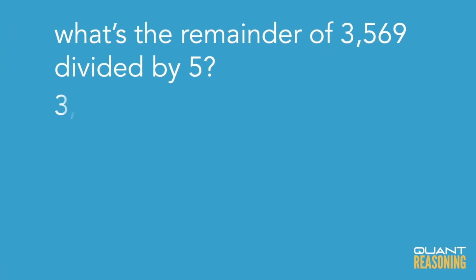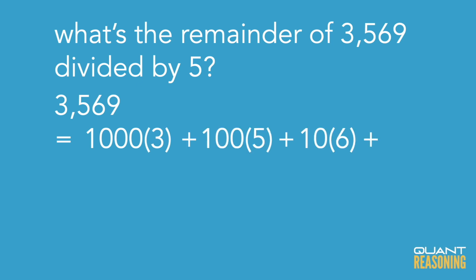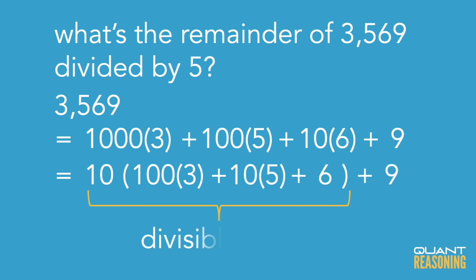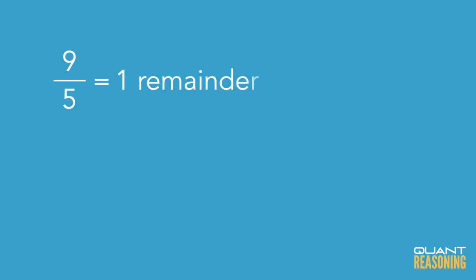Let's try this example. What's the remainder if you divide 3,569 by 5? Well, as we can see here, 3,560 is divisible by 5 because it's divisible by 10. So the only chunk that we need to worry about is the 9. Well, what's the remainder when we divide 9 by 5? 5 goes into 9 once, and there's a remainder of 4.